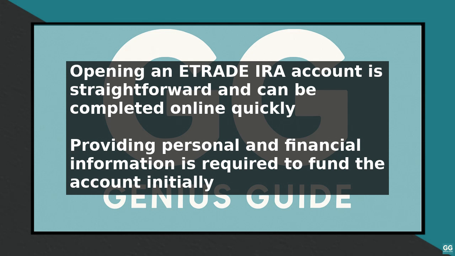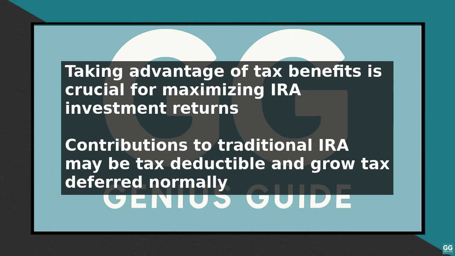In retirement, another critical tip is to contribute regularly to your IRA. Setting up a systematic investment plan can help you make consistent progress towards your retirement goals. You can set up automatic transfers from your bank account to your E-Trade IRA, making it easy to invest a fixed amount of money at regular intervals.